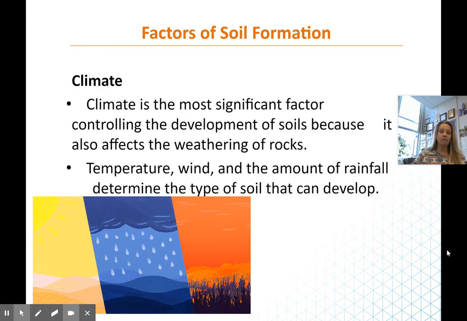If you have a really wet environment, like let's say in Oregon or Washington, then, as long as you have plant material, which you should, you're going to have a lot of organic material, and you're going to have really rich soil.